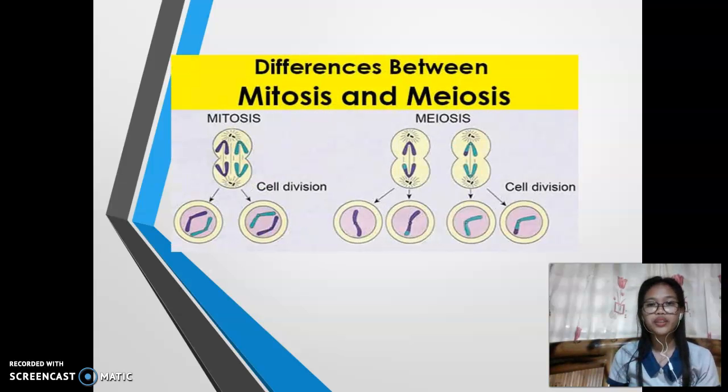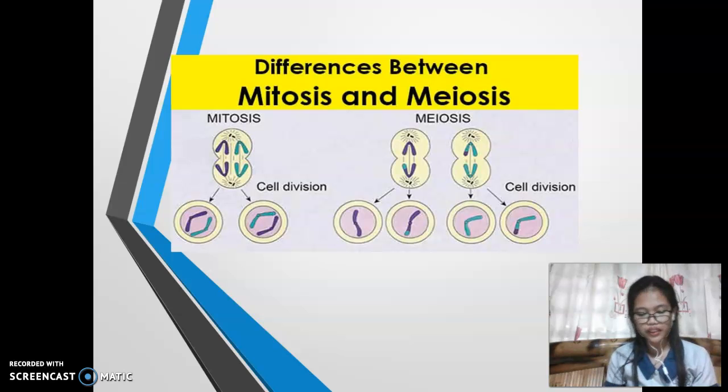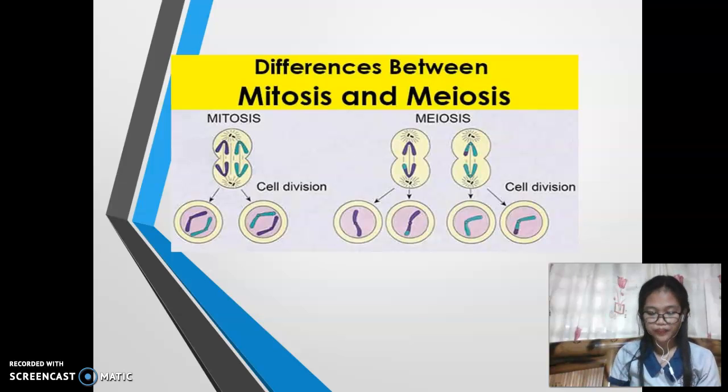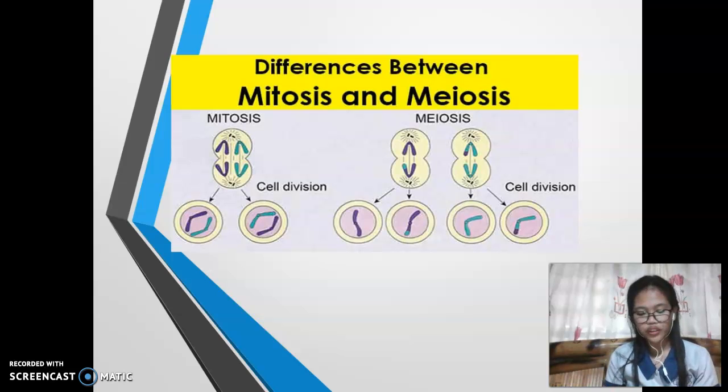Difference between mitosis and meiosis. Mitosis involves the division of body cells, while meiosis involves the division of sex cells. The division of cells occurs once in mitosis but twice in meiosis. Two daughter cells are produced after mitosis and cytoplasmic division, while four daughter cells are produced after meiosis.